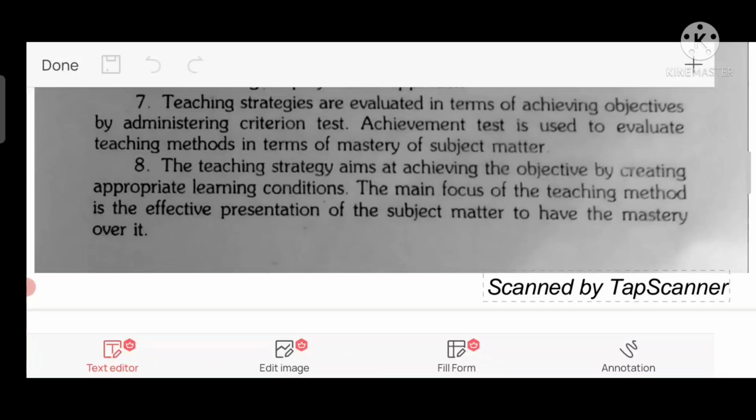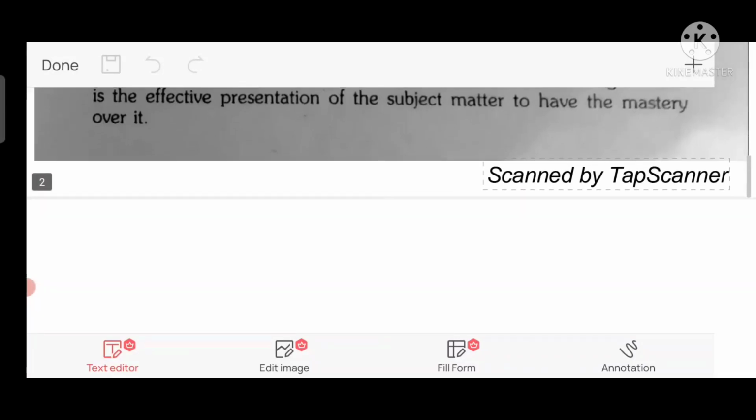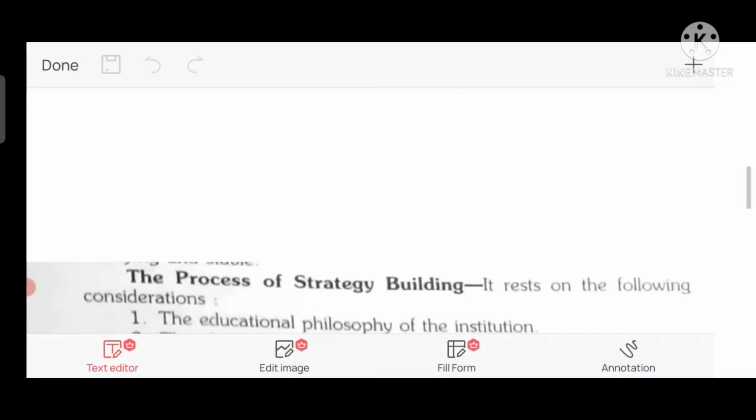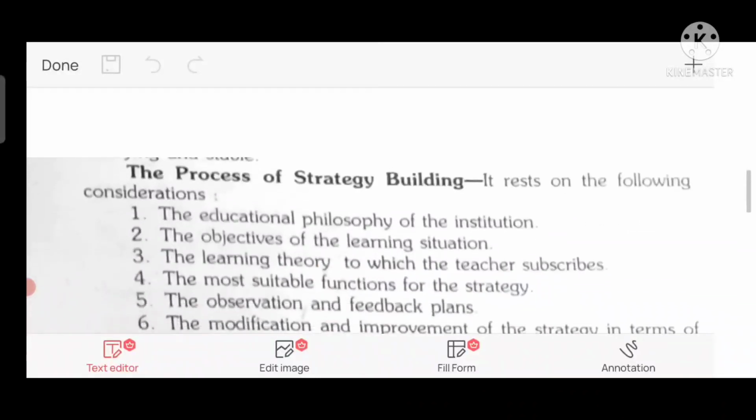Point number 8, the teaching strategy aims at achieving the objective by creating appropriate learning conditions. The main focus of the teaching method is the effective presentation of the subject matter to have mastery over it. These are the basic differences between teaching methods and teaching strategies.